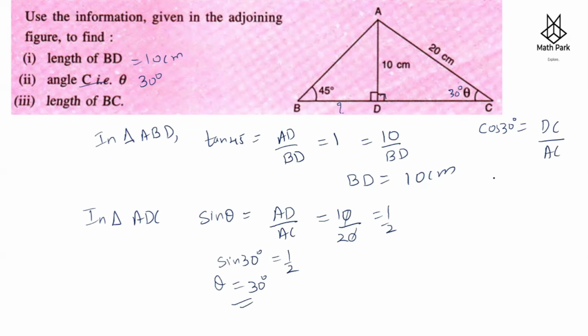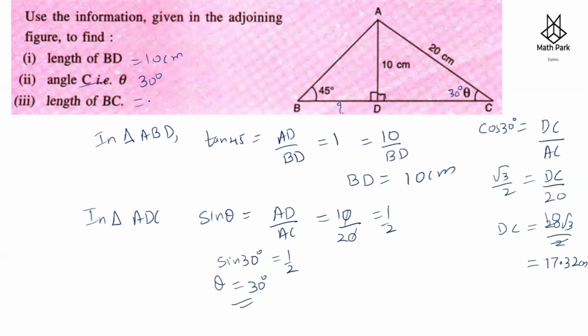Cos 30 degrees is root 3 by 2, which is DC, to be found out, upon AC, which is 20. Simplify, you get DC is equal to 20 root 3 upon 2, which is 10 root 3. Root 3 value is 1.732. So 10 times 1.732, you get 17.32 centimeters. And we got DC. Now we have to find BC.